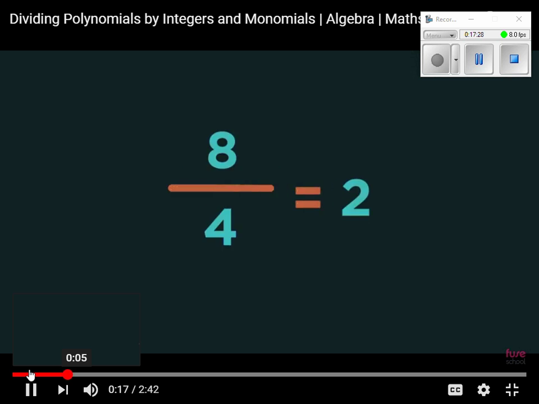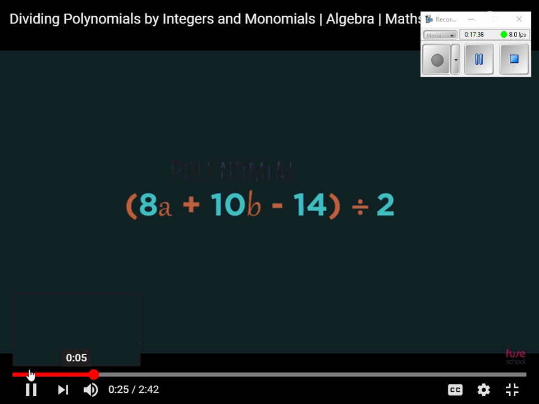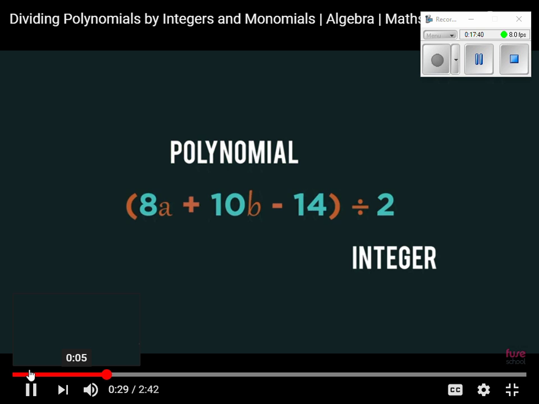You just need to be able to simplify numbers and know how to divide with indices. So let's jump straight in with an example, starting with dividing a polynomial by a number or integer.